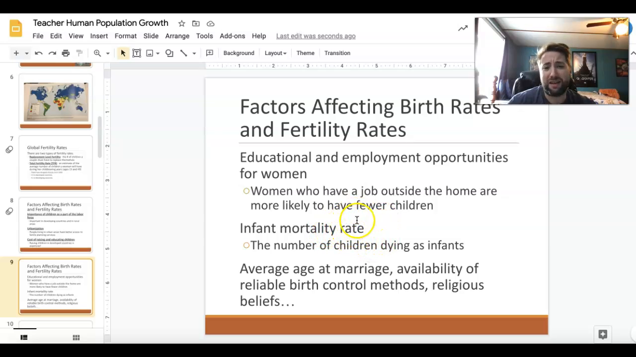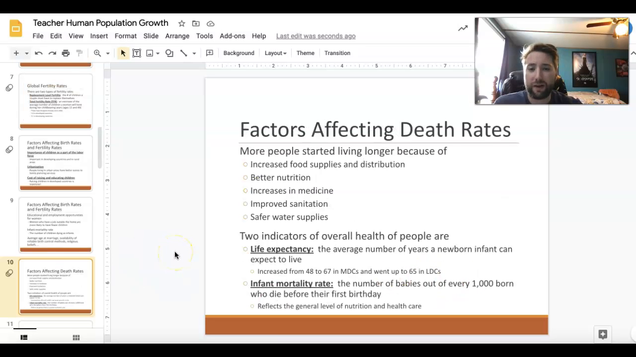There are tons of other things that can affect the fertility rates. So average age at marriage: if you get married to someone at 40, you're probably not going to have as many kids as if you're marrying them at 20. Availability of reliable birth control methods, and then religious beliefs. Some religions don't believe in using any type of birth control. So those are just some factors that can affect the birth rates.